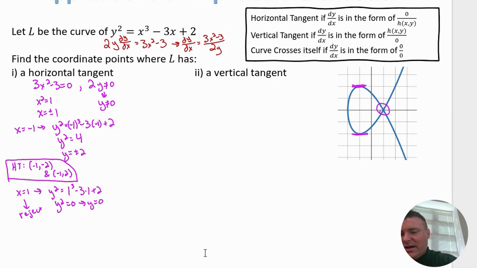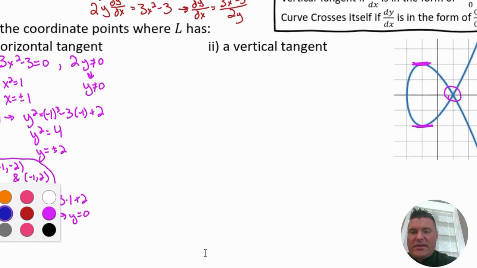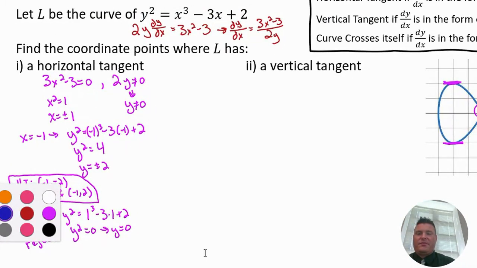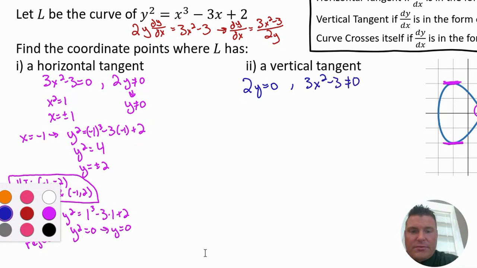Now I know it's super obvious that you can just look at that graph and see it, but let's go ahead and mathematically find this out. For the vertical tangent, we are going to identify that 2y needs to equal 0 and 3x squared minus 3 cannot equal 0. What is that going to tell us? That y can be 0, but x cannot be plus or minus 1 whenever that y equals 0 does occur.